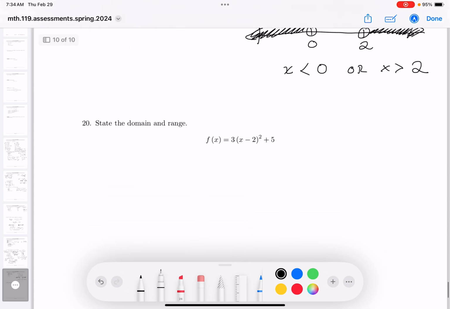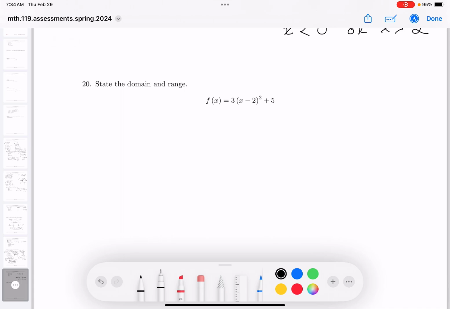All right, let's go to 20. And 20 says, say, the domain and range of this guy over here. Again, if you want to expand it, you can, but I do know this is a parabola, and the parabola is a smiley face. I'll take this over here. And I know the vertex just looking at the equation. But let's say you didn't do that. You could expand it. You still get the same vertex, by the way. The vertex is going to be 2, comma 5.